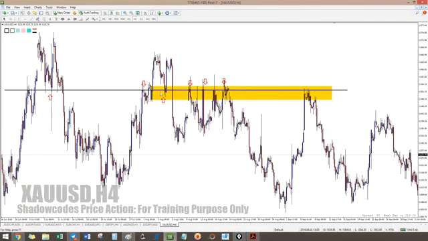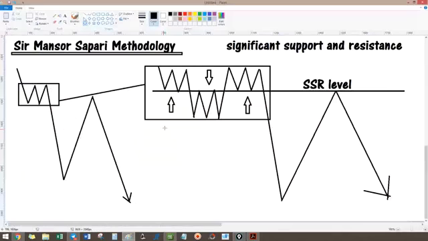There is a candle body, something like this. Let me draw. Okay, find the zone that has something like this. Something like this. Or something, yes, something like this.